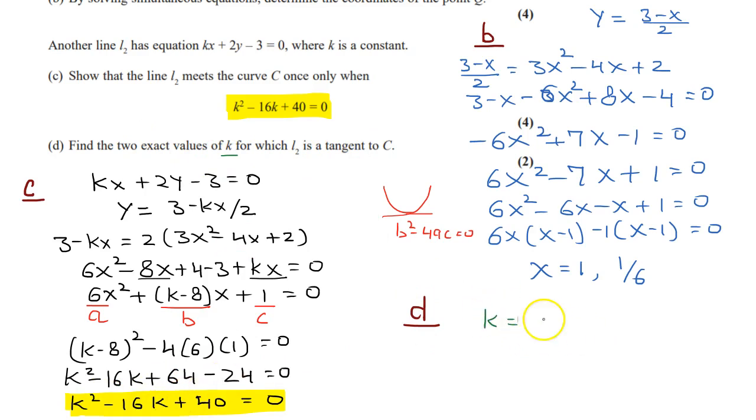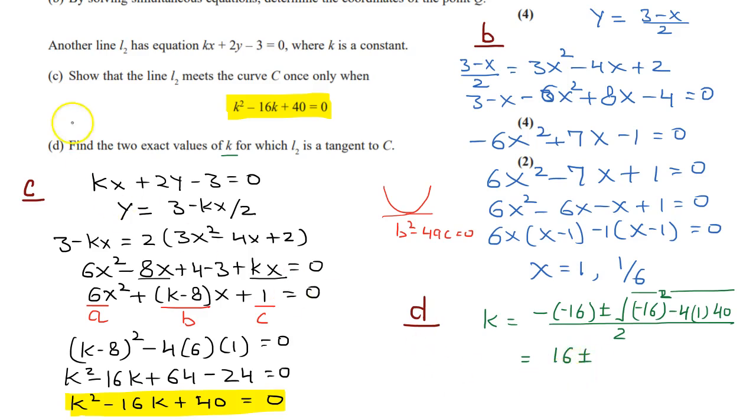So k will be, if I use the formula, minus b plus minus root of b square minus 4, a is 1 and c is 40, over 2a. A is 1, so that is over 2. So this is 16 plus minus root 256 minus 160, that is 96, over 2.